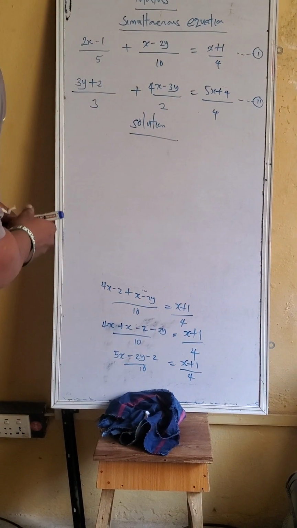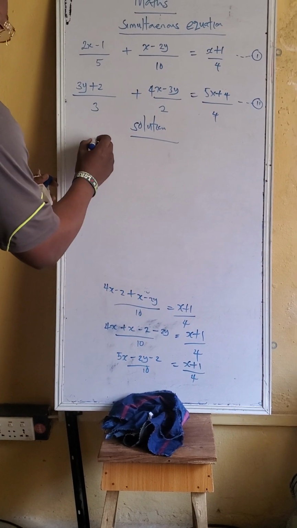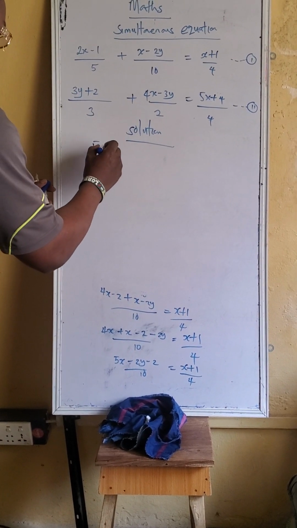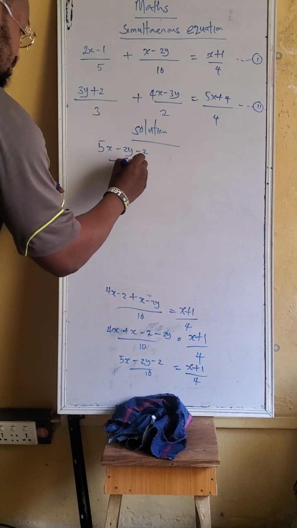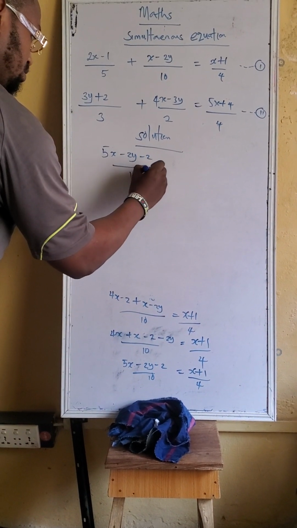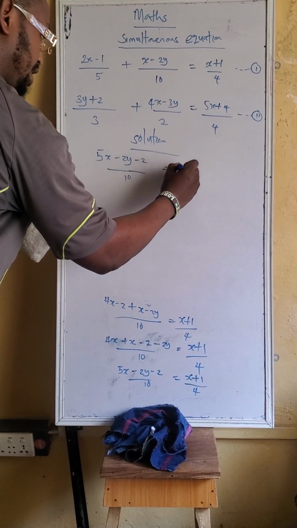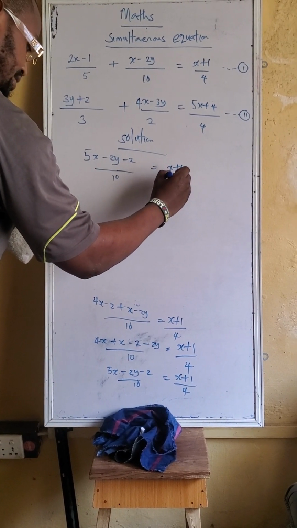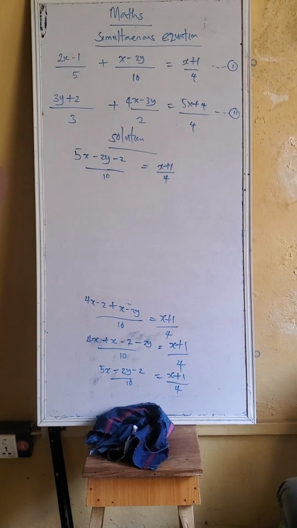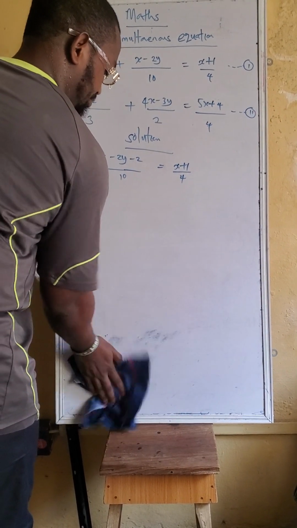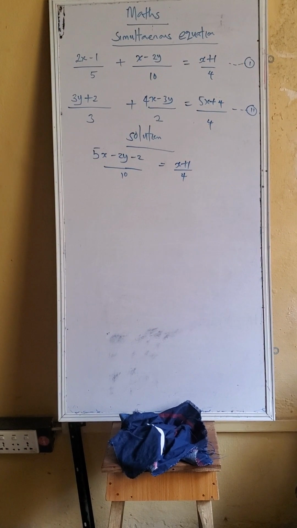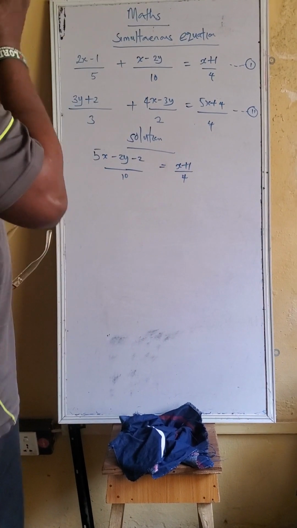Now we can say (5x minus 2y minus 2) over 10 equals (x plus 1) divided by 4. Now we have arrived at that. That's where we are now. Now what do we do at this point?